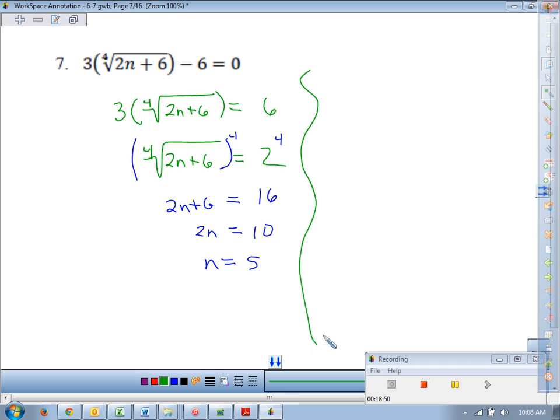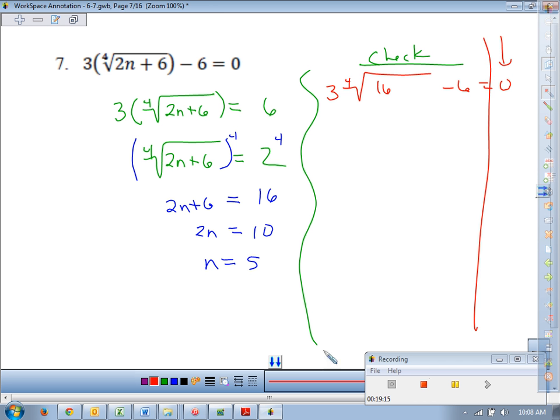Make sure we check it. Putting 5 in, I get 16 in there. Remember, when we're checking, we're not trying to isolate the radical. We're trying to get the left side and the right side to turn out to be the same number. So I would love it if the left side turned out to be 0. So I'm just going to take 3 times the fourth root of 16, which isn't that 2, correct? Times 3 is 6 minus 6. Is that going to turn out to equal 0? That's how you check it.